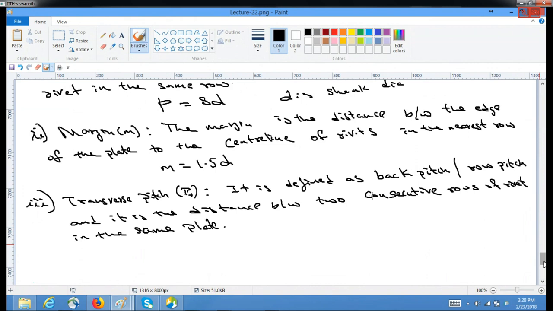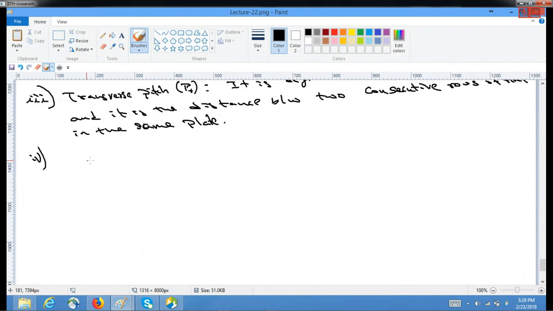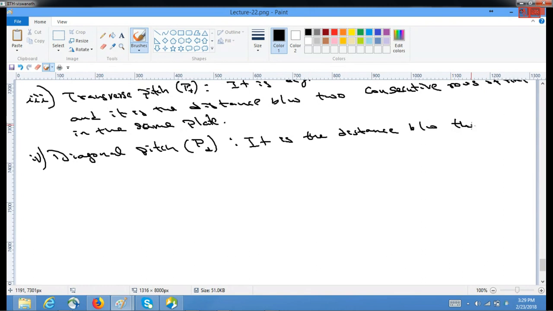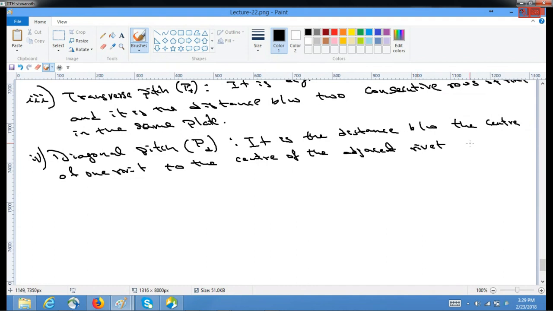Next is the diagonal pitch. It is the distance between the center of one rivet to the center of the adjacent rivet located in the adjacent row.